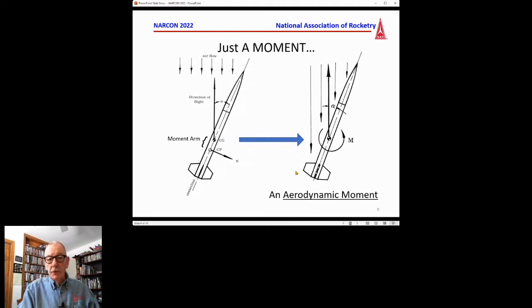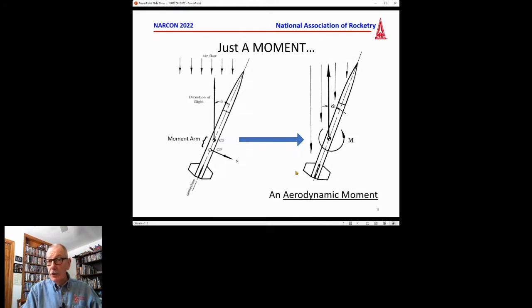Now, the difference between the center of gravity and the center of pressure induces a moment, that is, a force acting at a distance around the center of gravity. So this is an aerodynamic moment that is caused when the rocket is flying at an angle of attack. That aerodynamic moment is exactly the thing that creates either stability or instability in a rocket.